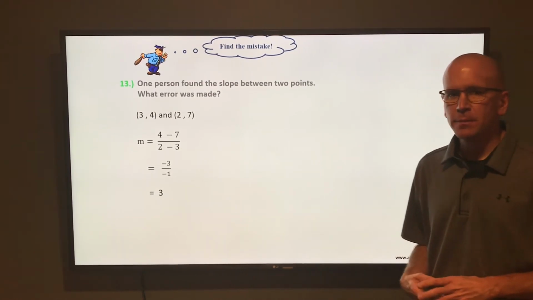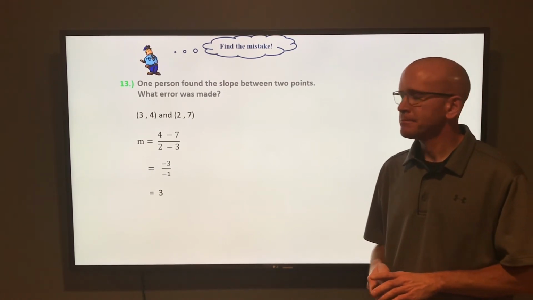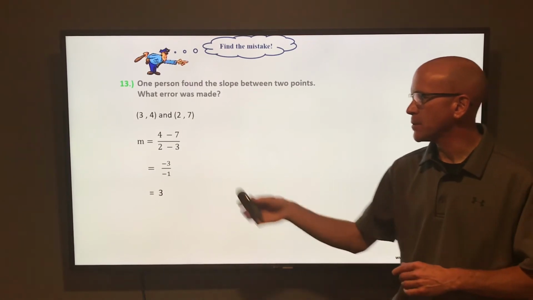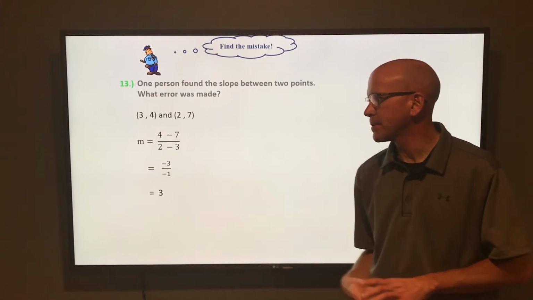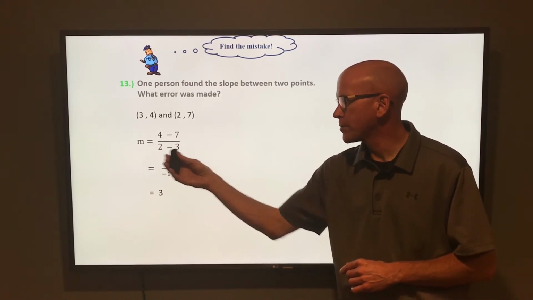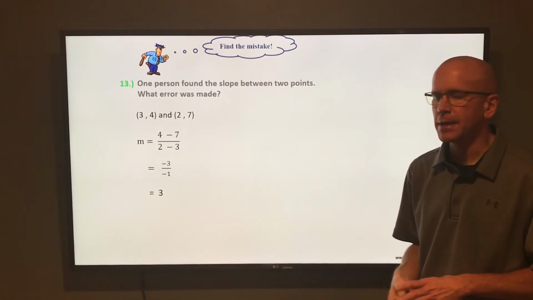Looks like somebody made a mistake. Glad it wasn't me. One person found the slope between 2 points. What error was made? So these are the 2 points, (3, 4) and (2, 7). To find the slope, they started taking 4 minus 7 over 2 minus 3. And that is the mistake.